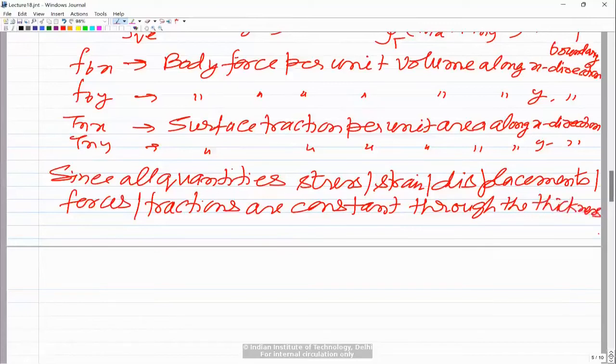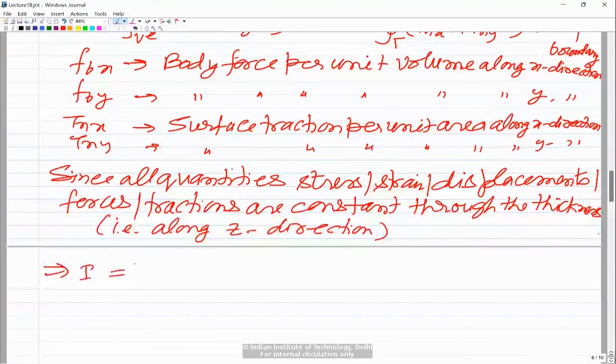Thickness, that is along the z direction, which is normal to the screen, the way I have written. So then what you can do, I can write this I as half, and the volume integral can be written as an area integral, area over the element, and then I can put all the three terms as sigma xx, sigma yy, and tau xy.